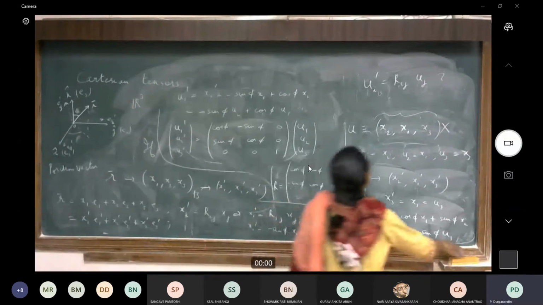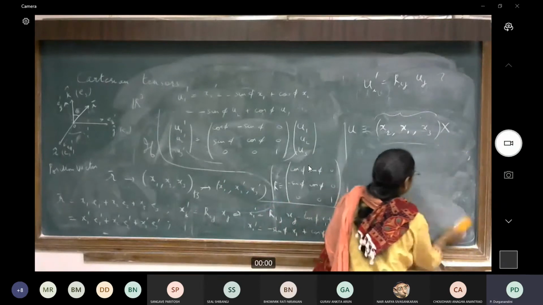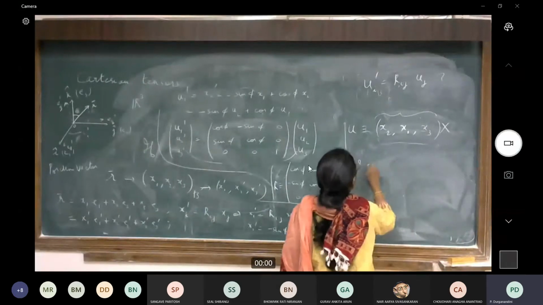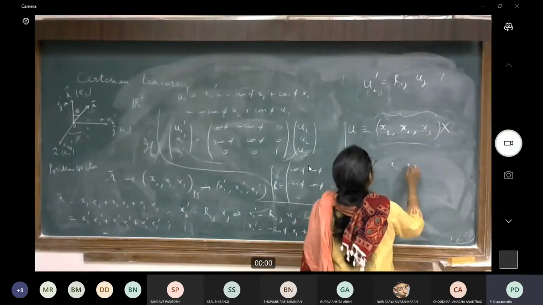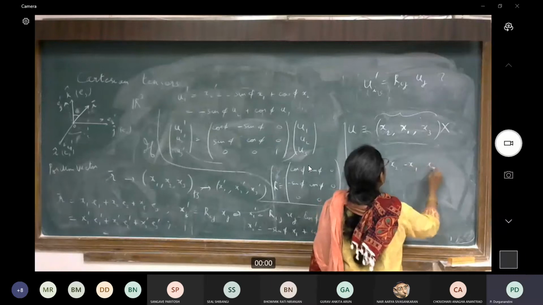On the other hand, consider this quantity. I will suggest that you go through these examples afterwards, go back and look at them carefully and think about it a little bit. Consider this one now: x2, minus x1, x3.